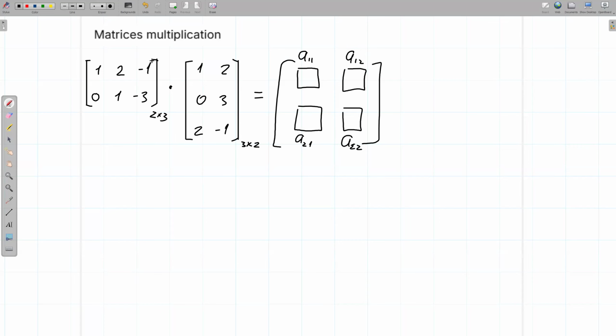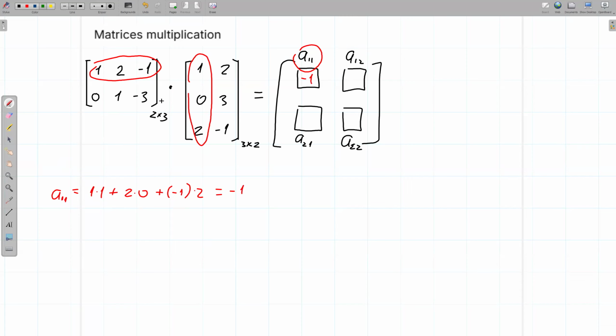Now, how do I do the multiplication? To get A11, let's do A11 using red. I will multiply this row with this column. What do I mean by multiplying this row by this column? Element-wise. So A11 will be 1 times 1 plus 2 times 0 plus minus 1 times 2, which is 1 minus 2, minus 1. So A11 of my result is minus 1.